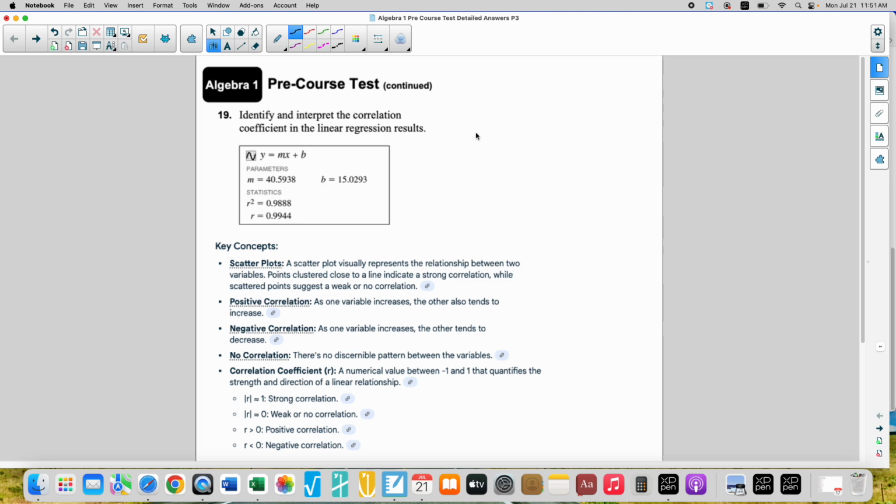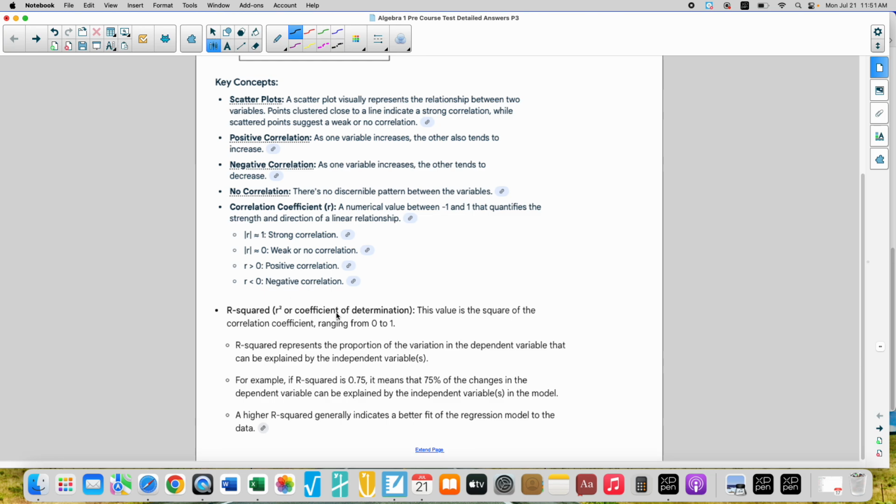So we would say positive because it's greater than 0, and strong correlation. So that's how you need both of those criteria. Not only whether it's strong or weak, but whether it's positive or negative. And then we can look at that R squared value.